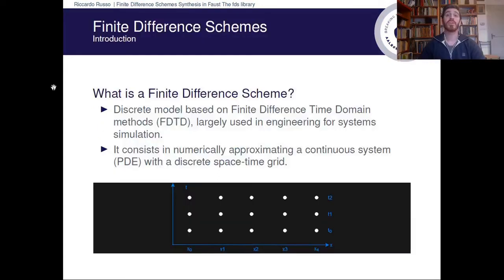So first, what is a finite difference scheme? It's a discrete model that simulates a continuous system. It's a method which is largely used in engineering for system simulation, and it's actually a pretty old idea. Basically, it consists in numerically approximating a continuous system, usually a system of partial differential equations, with a discrete space-time grid, like the one that we can see here in this image, where we discretized the time and space axis, obtaining a series of discrete points.